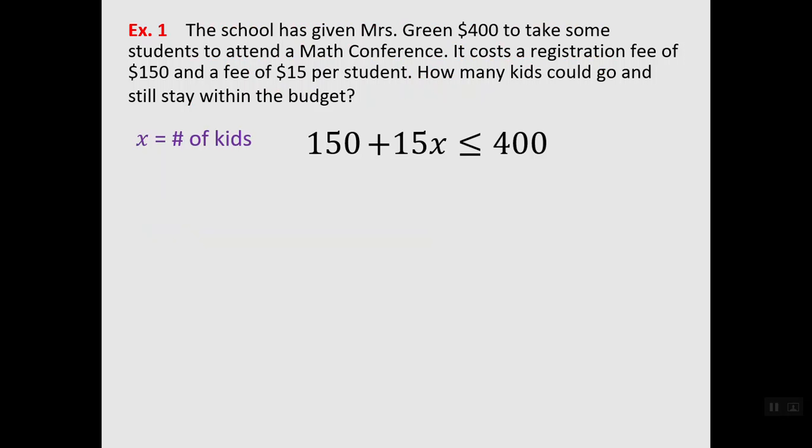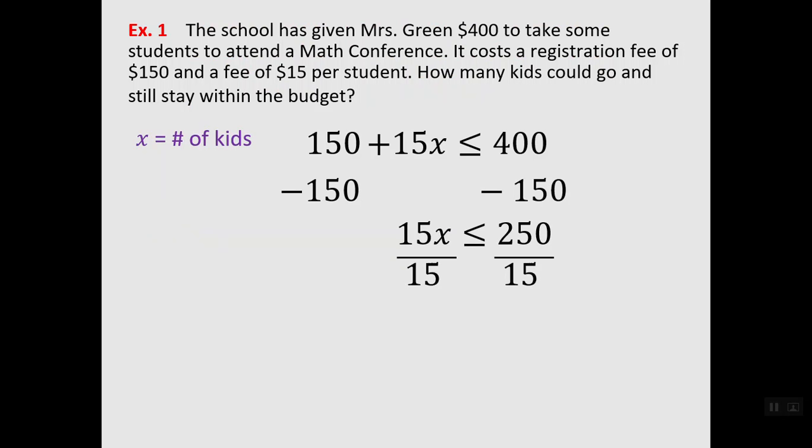So that's one of the trickiest parts, writing the inequality and writing the proper inequality symbol to express what we want it to express. Solving is just like you've already learned how to do. So we're going to subtract 150 from each side, divide each side by 15, and we get x is less than or equal to 16.6 repeating.